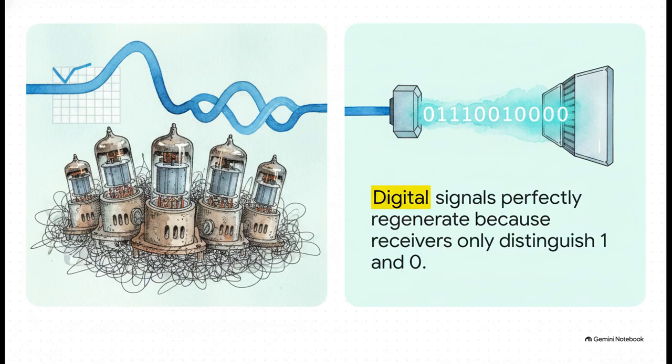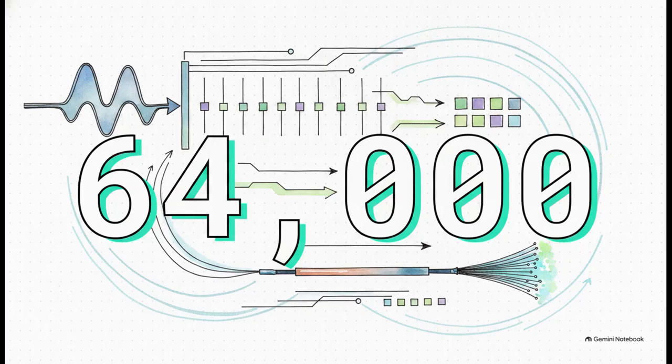They allow for perfect regeneration over long-haul networks simply because a receiver only ever needs to distinguish between two definitive states, a 1 and a 0. To make that actual jump from an analog voice to digital bits, engineers relied on the Nyquist-Shannon sampling theorem.